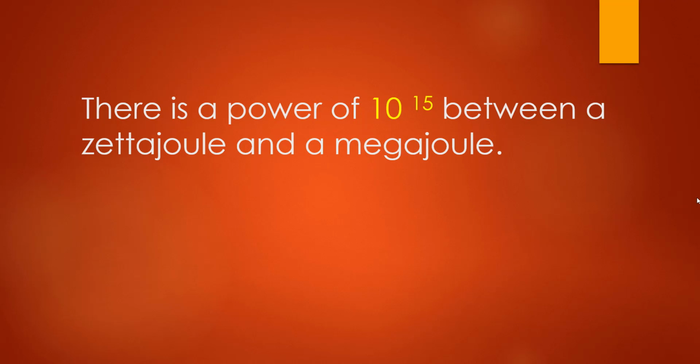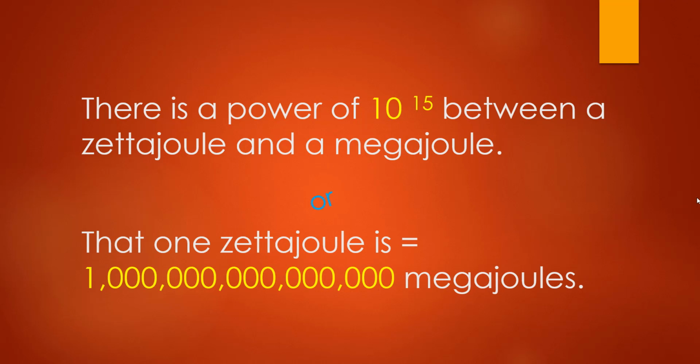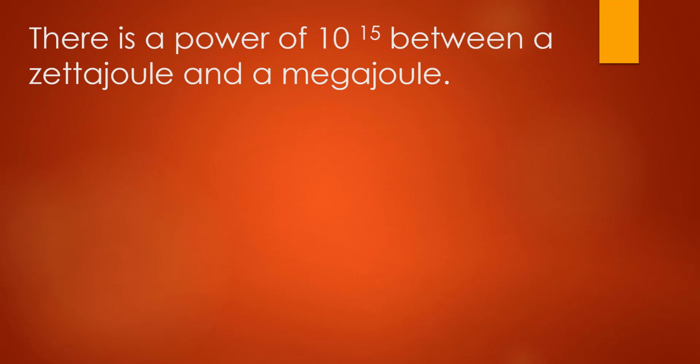And we like to use the scientific notation because then it means we don't have to write all those zeros and commas. It just makes it neater. Or you could write it like that if you wanted to, if you really love writing big numbers and lots of zeros. 1 zettajoule is 1 quintillion megajoules. It's a lot.